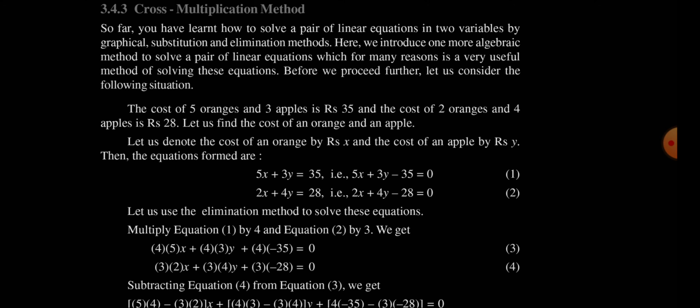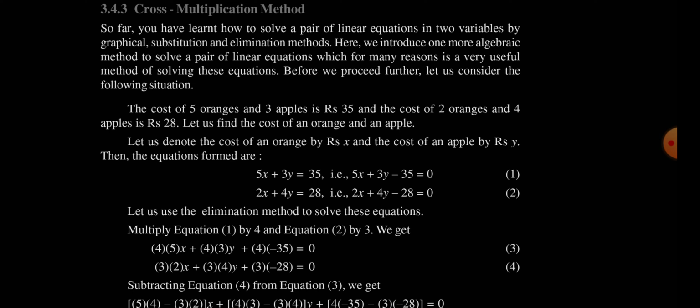Before we proceed further, let us consider the following situation. The cost of 5 oranges and 3 apples is Rs 35 and the cost of 2 oranges and 4 apples is Rs 28. Let us find the cost of an orange and an apple. Let us denote the cost of an orange by x and the cost of an apple by y. Then the equations are 5x plus 3y is equal to 35, that is, 5x plus 3y minus 35 is equal to 0, which is the first equation, and 2x plus 4y is equal to 28, that is, 2x plus 4y minus 28 is equal to 0, which is the second equation. Let us use the elimination method to solve these equations.